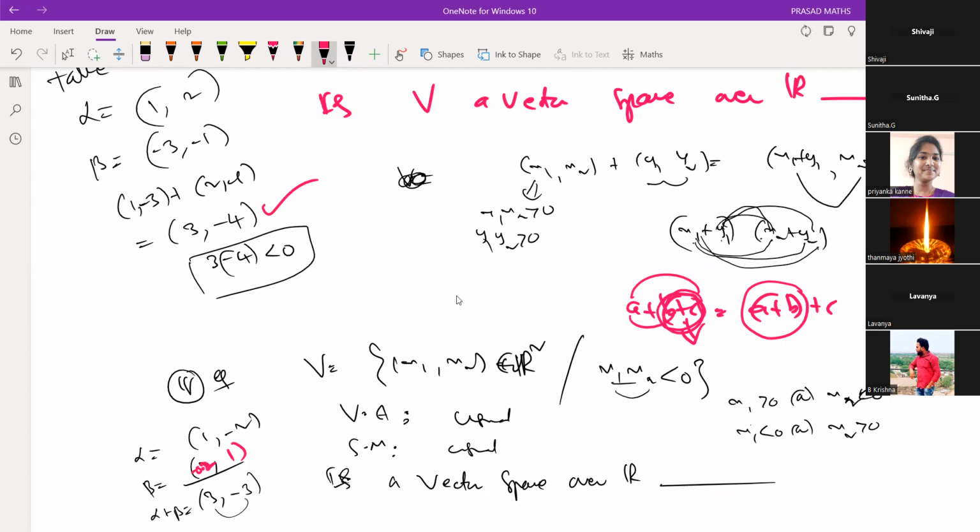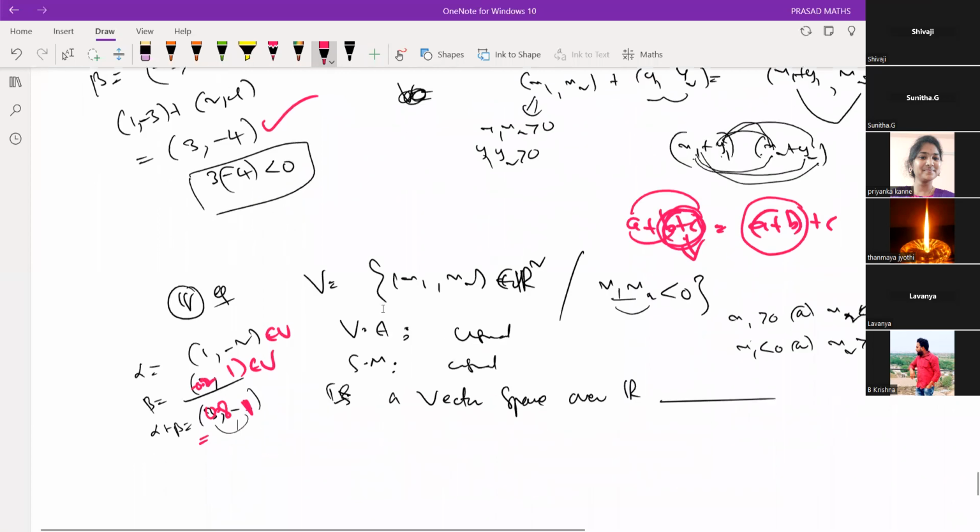Of course it is an element in V, no doubt, because the product of the components is negative. What is alpha plus beta? 0.8 and -1. But this is also in V. We have to give an example where it fails in V.